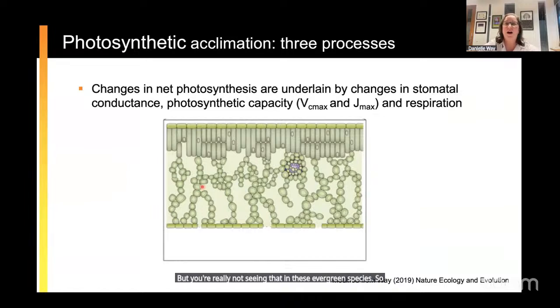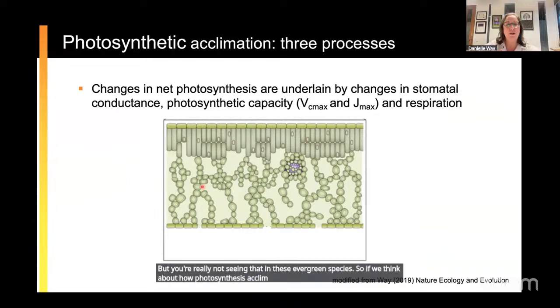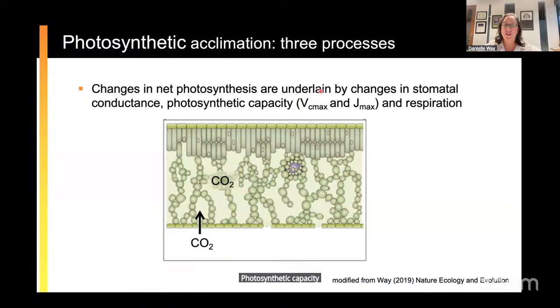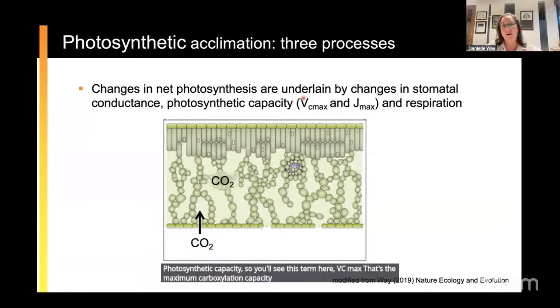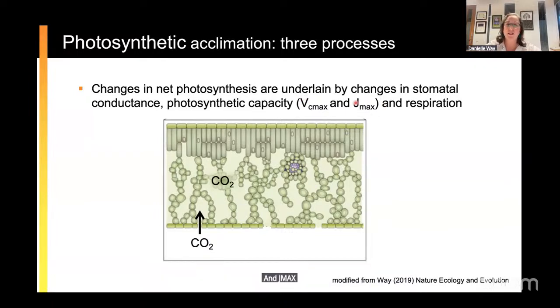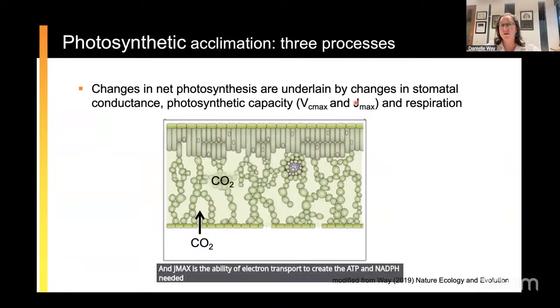So if we think about how photosynthesis acclimates, there's usually 3 main processes that can be simplified down to, where a change in net photosynthesis that we measure is usually underlain by some change either in stomatal conductance, so the ability of CO2 to get inside the leaf to be fixed, photosynthetic capacity, so you'll see this term here, Vcmax. That's the maximum carboxylation capacity of the enzyme Rubisco. So it's the ability of Rubisco to fix CO2, and Jmax is the ability of electron transport to create the ATP and NADPH needed to fix CO2 in the Calvin cycle.